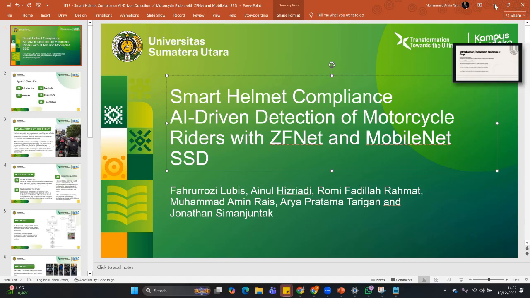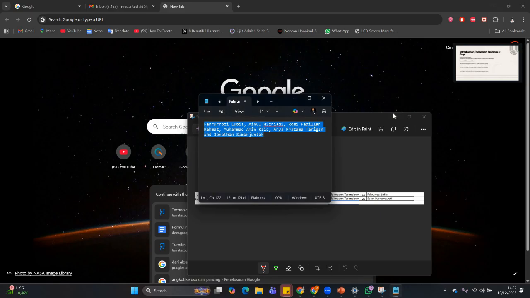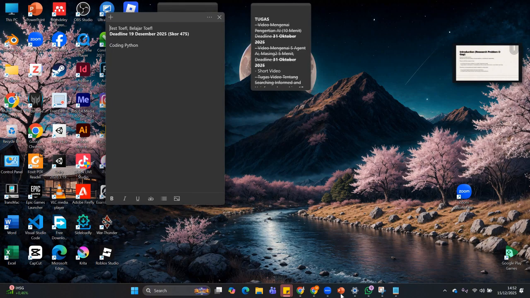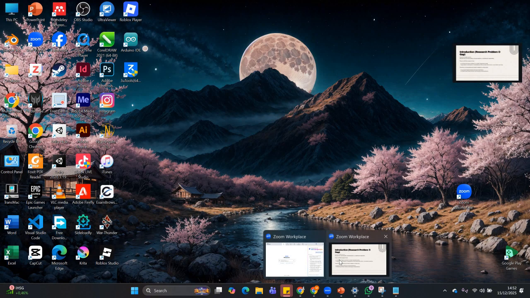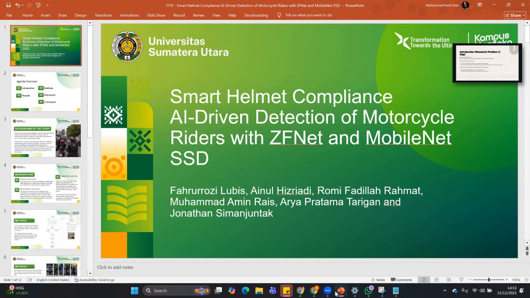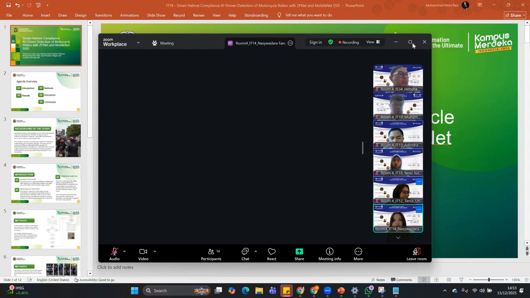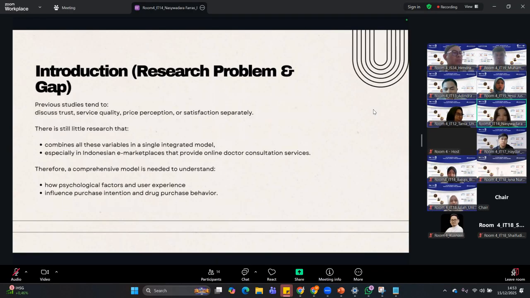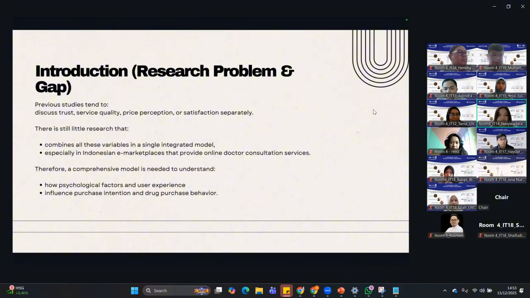Okay, so this is the introduction, research problem, and also the gap. Based on the previous studies, researchers have mainly discussed factors such as trust, service quality, price perceptions, and user satisfaction separately. There is still limited research that combines these variables into a single integrated model, particularly in the context of Indonesian e-marketplaces that offer online doctor consultation services. Therefore, a comprehensive model is needed to better understand how psychological factors and user experience influence purchase intention and actual drug purchase behavior.